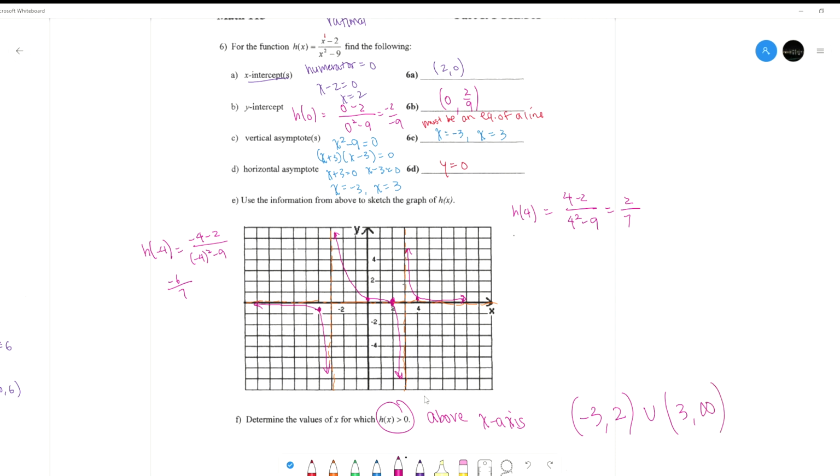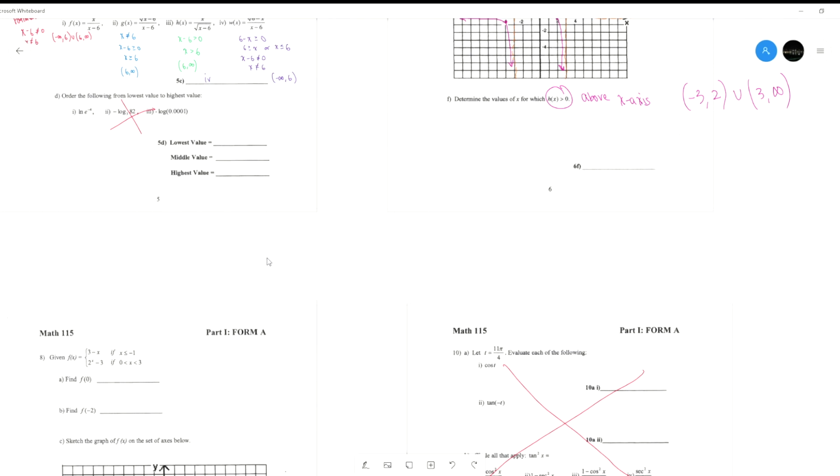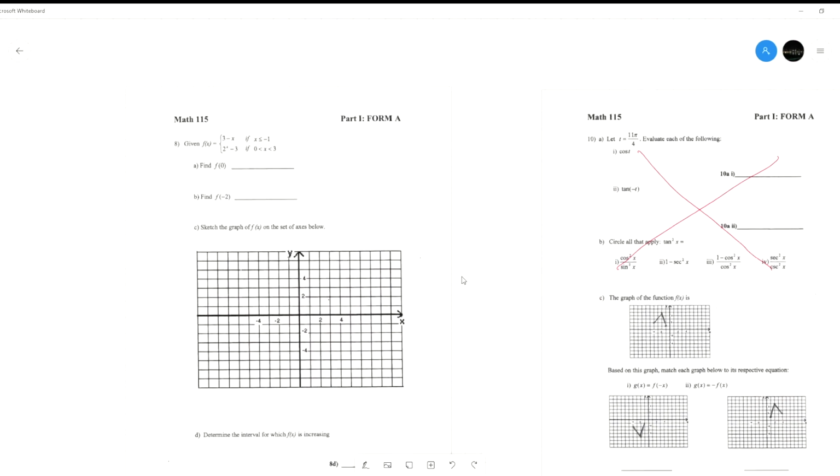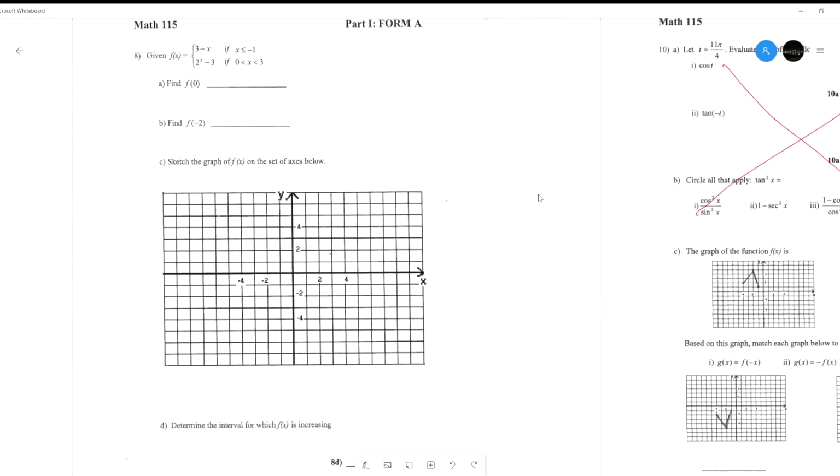Okay, any questions with this page? All right. Let's move on. This is guaranteed on the final. Piecewise function. Okay. Is that zoomed in enough, or can you not see that? Let me know if you can't see it.